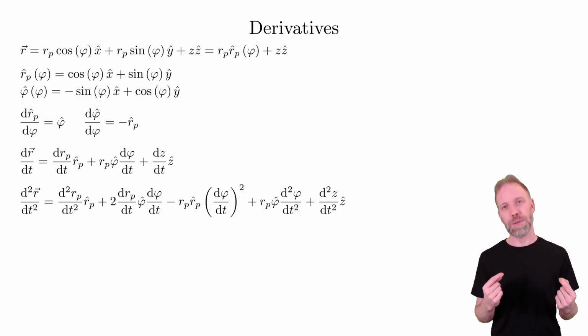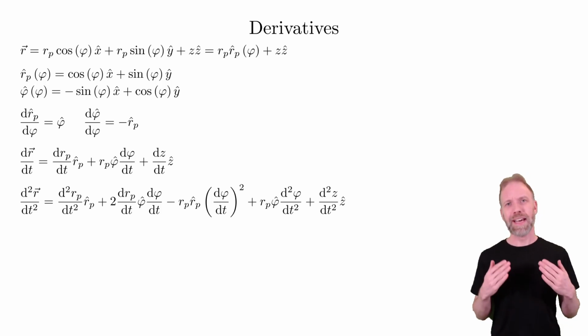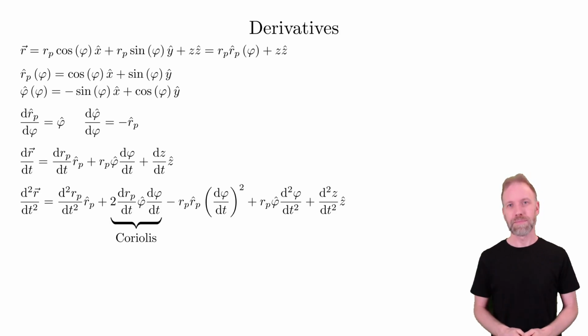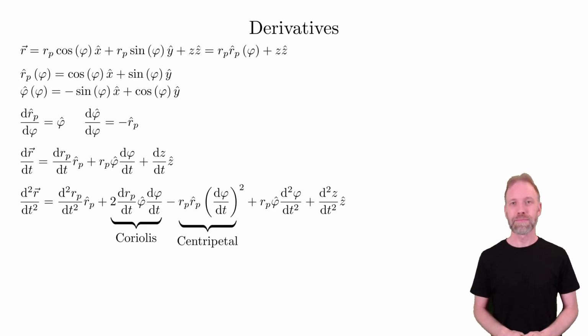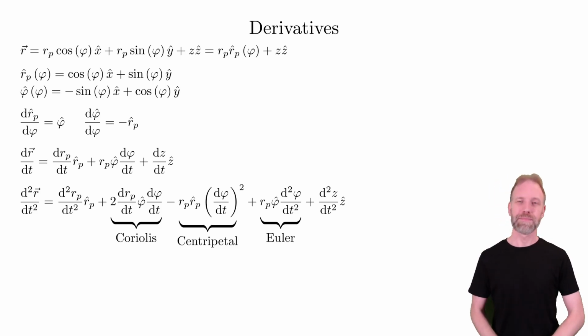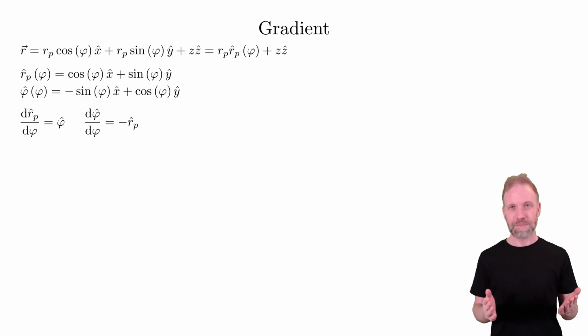This is commonly used for rotating coordinate systems. We can identify the second term as the Coriolis acceleration. The next term is the centripetal acceleration. And the next one is called the Euler term. If you study mechanics, you will likely come in contact with these again. Next up, we'll talk about the gradient.